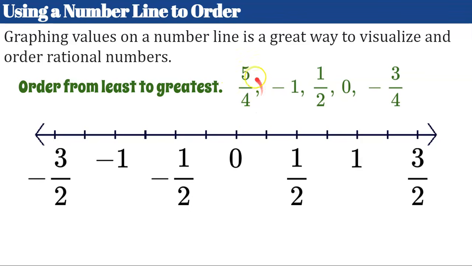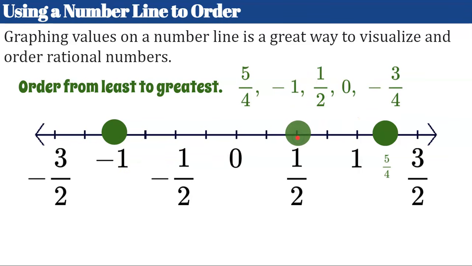So we're going to order from least to greatest these values: 5/4, which is also 1 1/4, -1, +1/2, 0, and -3/4. So 5/4 is going to be 1 1/4. Remember, if we wrote this with a denominator of 4, we have to multiply both the numerator and denominator by 2, which gives me 6/4. 5/4, 6/4. -1 goes way over here, plotting -1.